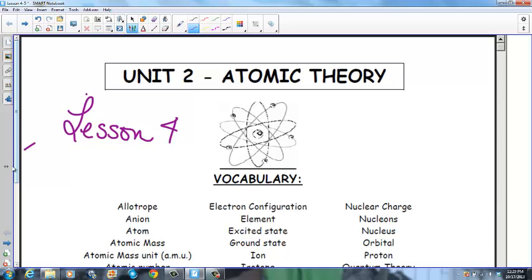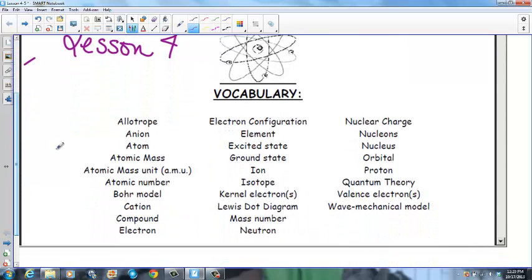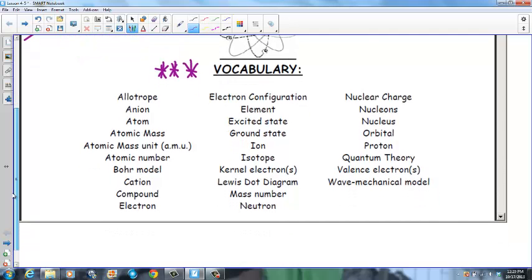Okay, so this is lesson 4, and I'm starting with the vocabulary to remind you to start working on this. Look them up on YouTube, online, and Quizlet, when that's ready, I will let you know. Be prepared to review that next week before our test.